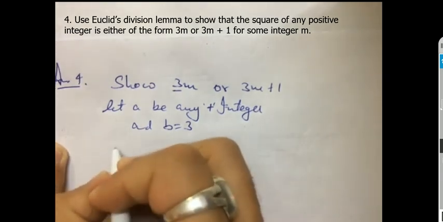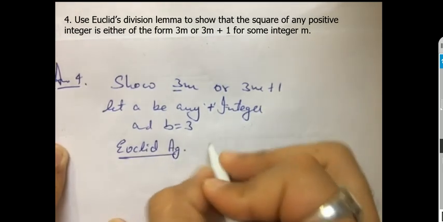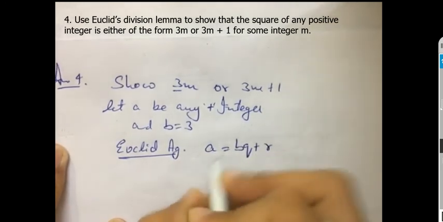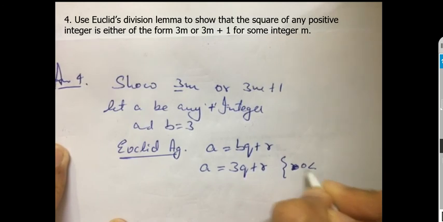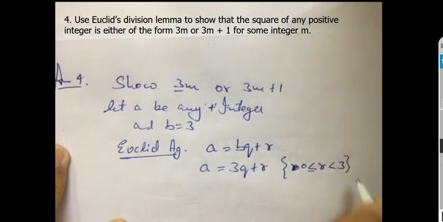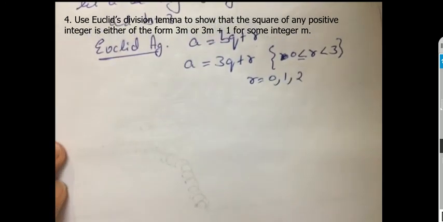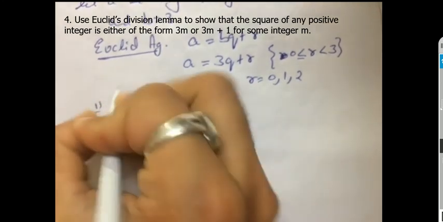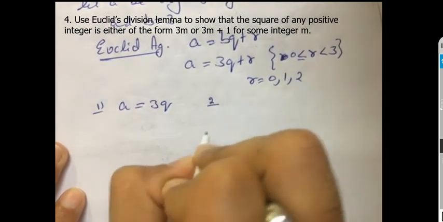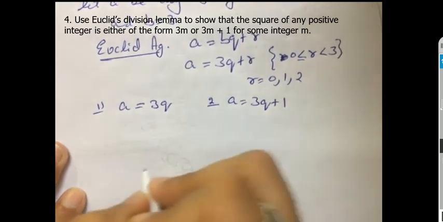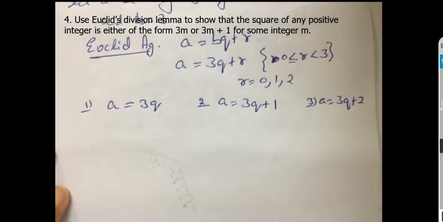Now we will write the Euclid algorithm, which is a equals bq plus r. Here a is a and b is 3, so a equals 3q plus r, where r is greater than or equal to 0 and less than 3. The value of r will be 0, 1 and 2. Now put these values. On putting these values we get the first equation, a equals 3q when r equals 0. The second equation is a equals 3q plus 1, and the third is a equals 3q plus 2. These are the 3 equations.